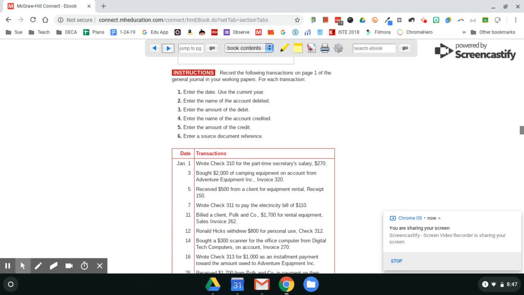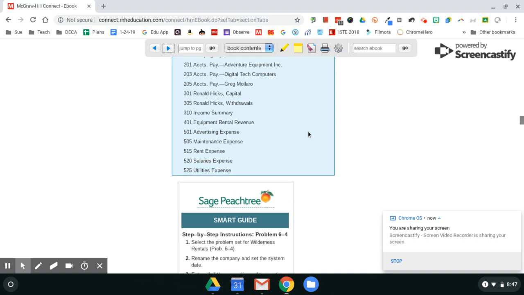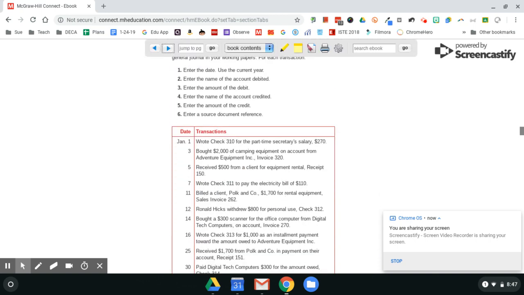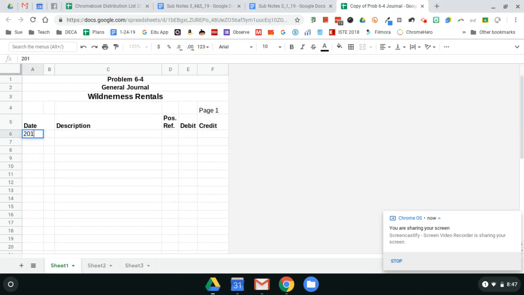We wrote check 310 on January 1st for a salary. Okay. So I'm going to guess up here that we have a salaries expense. We do. And we wrote a check, so we know that that is going to be cash. So first thing we do is write the current date right here. We're just going to always assume that goes in that first cell. I think it was January 1st.